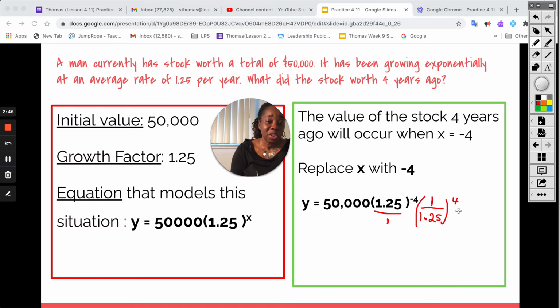If you put this in your calculator, what that will mean is that 1 divided by 1.25 results in 0.8. So that exponential piece of your equation is equal to 0.8, and that's raised to the 4th power. So when you simplify this, this would be the same as y is equal to 50,000 times 0.8 multiplied by itself 4 times.